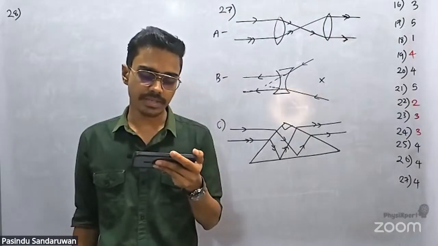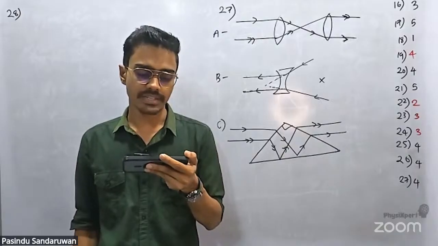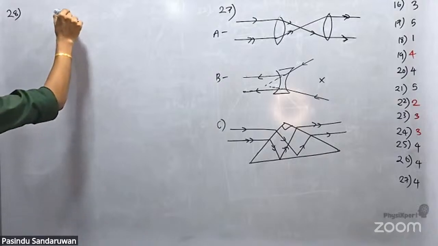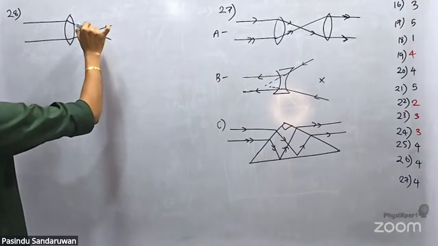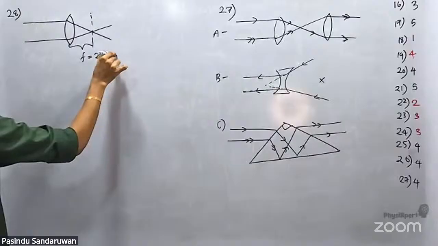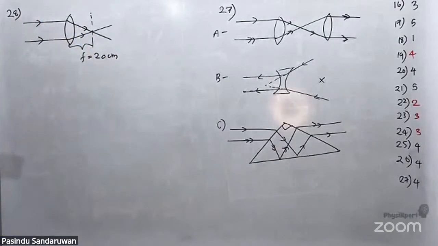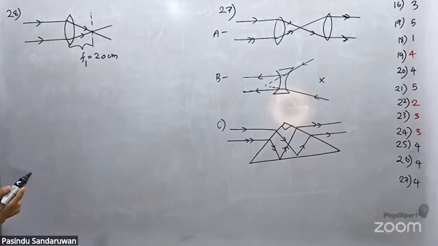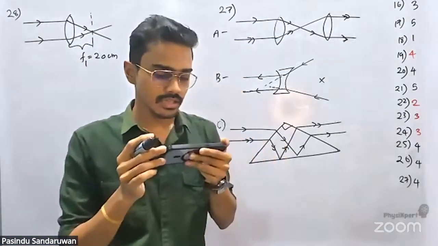Then the distance between the lens and the image is 20 centimeters. What's the hint? That is a convex lens. If rays come from infinity to a convex lens, they converge at the focal point, which means the focal length of that convex lens is 20. Let's say f1 is 20. That is a hint you have to take. L1.